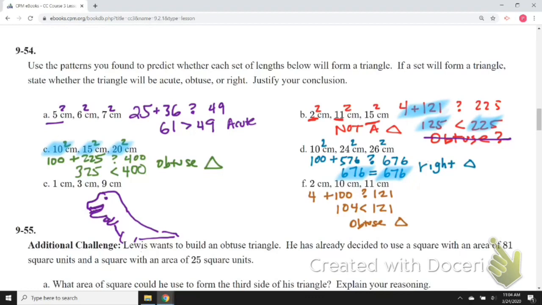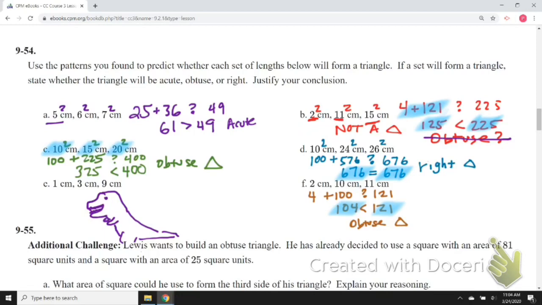Okay, and then for problem E, you notice I drew a purple dinosaur there. I don't know if you guys are familiar with Barney or not, the purple dinosaur. But I'm not even going to attempt it, because I know if I line up a side length of 1 with a side length of 3, that's 1 plus 3 is 4. It's not even going to be close to reaching 9. So there's no way. That's like super T-Rex. There's no way those two vertices are going to be able to touch each other. Okay? I know you guys like my artwork. Pretty impressive. And then the last one, F, 104 is less than 121, and therefore that is an obtuse triangle.